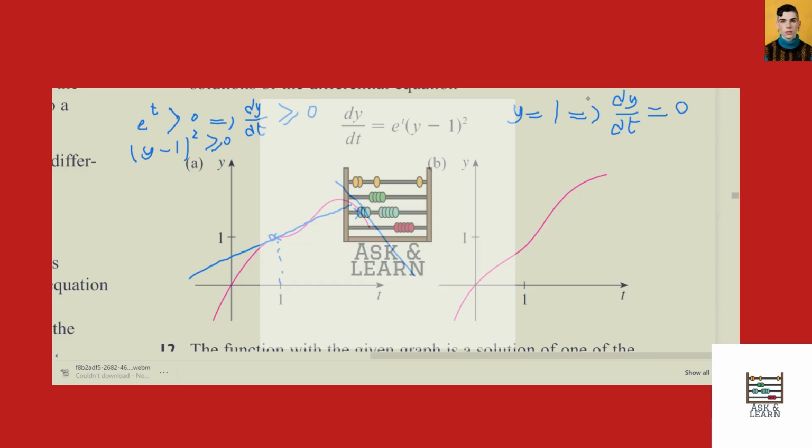But if we consider graph B at y equals 1 and some t here, the tangent line has a positive slope and it is not horizontal. It means that the derivative of this function is not 0 at t0 and 1. So graph B cannot be a solution of this differential equation.